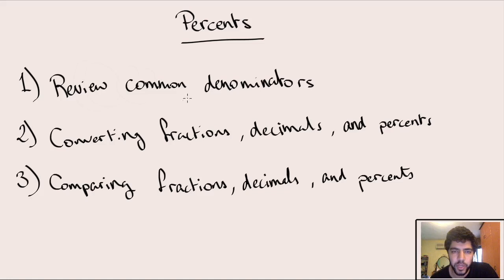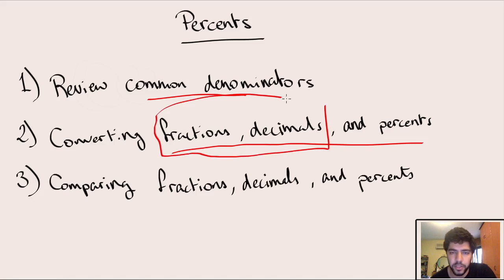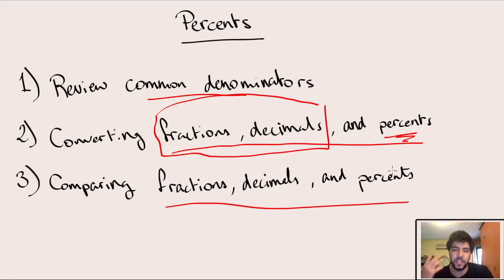So we're going to review common denominators. This is related to obviously fractions. We're going to look at how we can convert fractions to decimals and percents. We've done this part of it in our fractions unit, but we're going to add the percents now. And you'll see how simple it is. And then we're going to just make sure that we can compare fractions, decimals, and percents. If we have 3 values in 3 different forms, like a fraction, a decimal, and a percent, we can tell which one is the greatest and which one is the smallest. Okay, so let's get started.